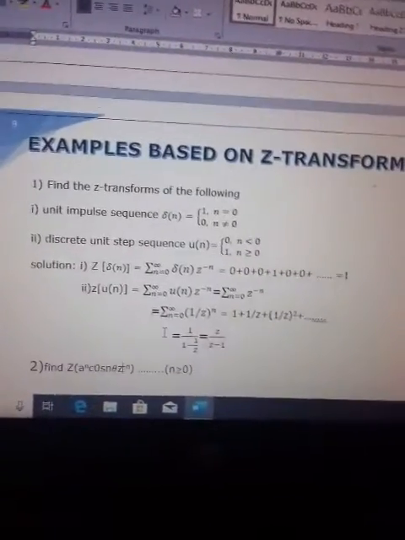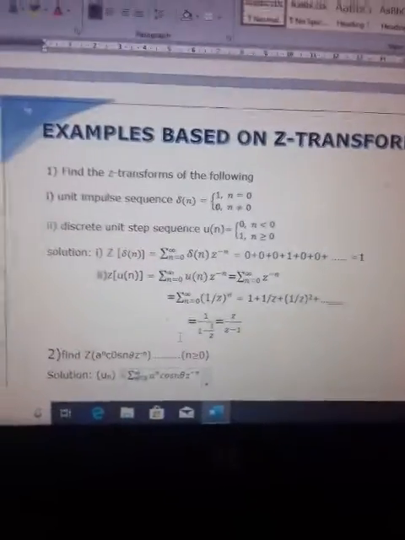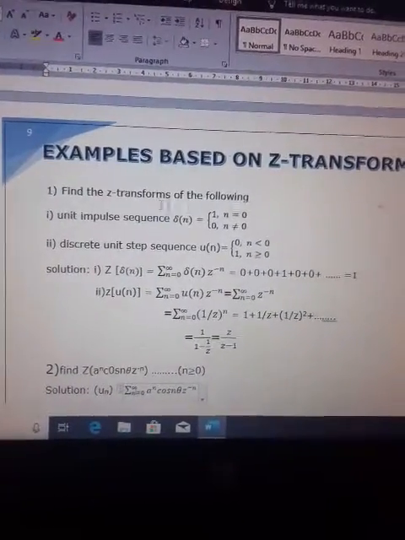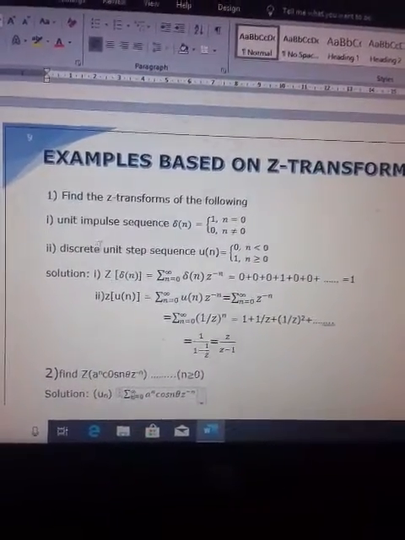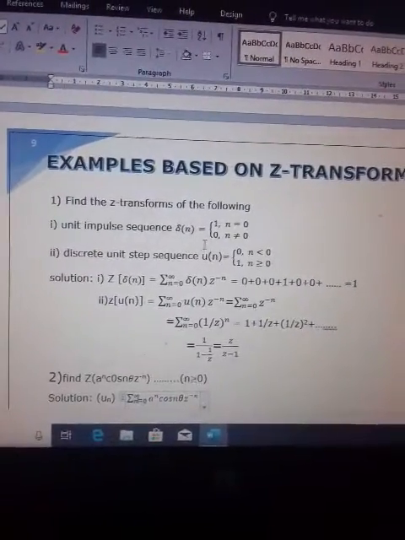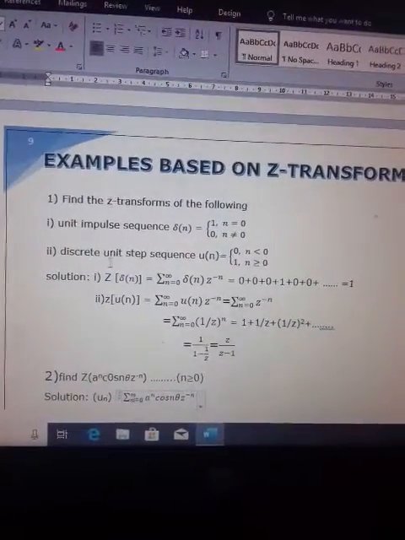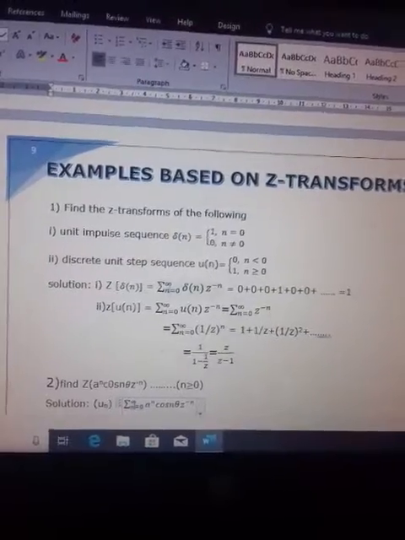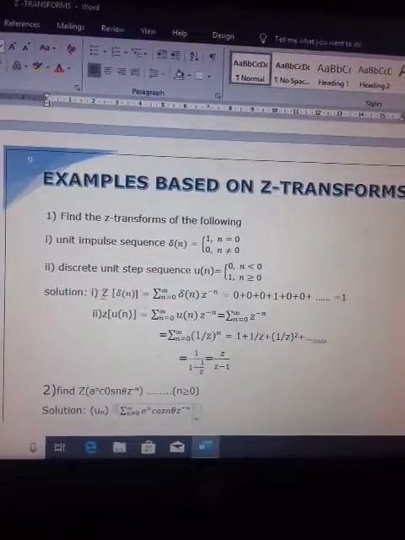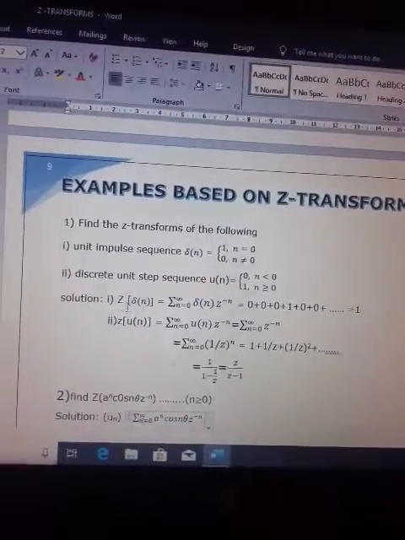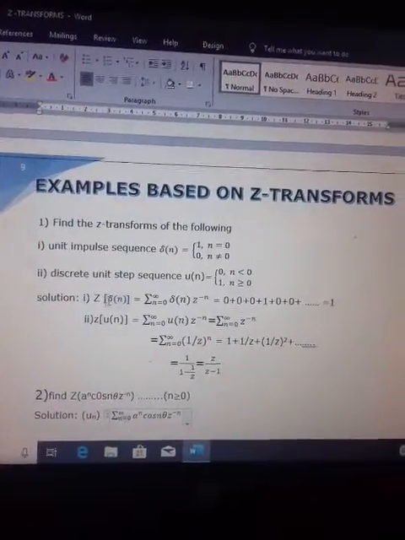An example based on Z transform. First example: find the Z transform of the following unit impulse sequence, delta(n) equals this, and the discrete unit step sequence u(n) equals this. We now prove why using the definition of Z transform.